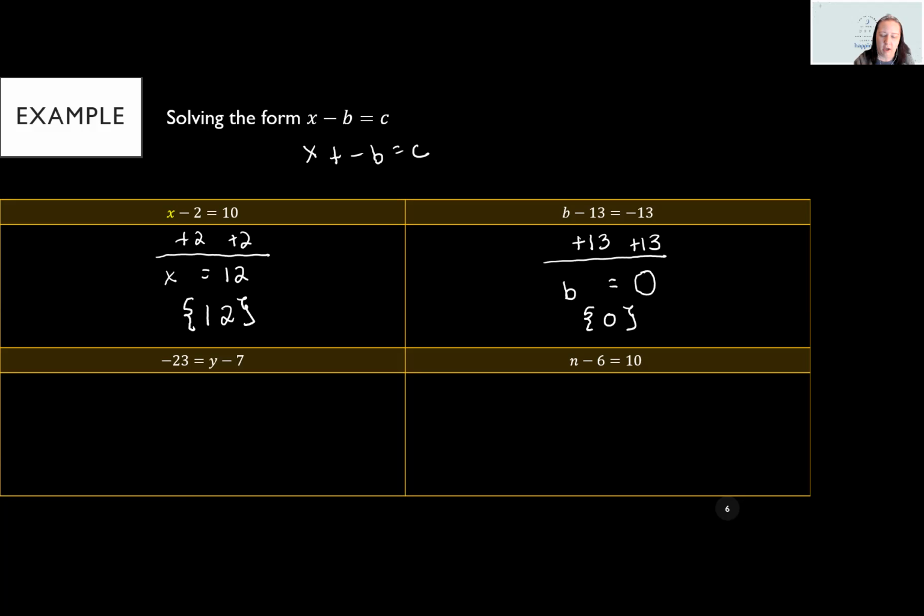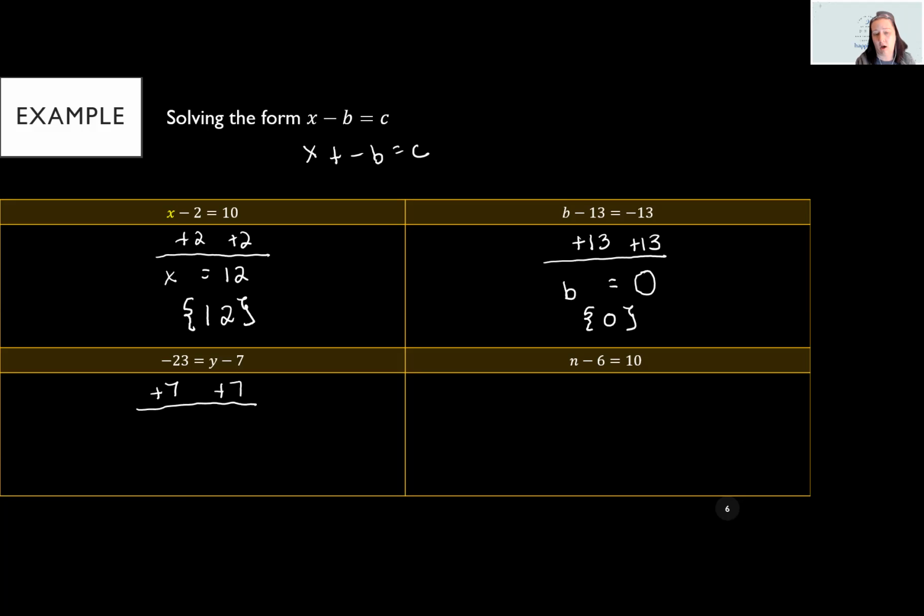Bottom left corner, we have negative 23 equals y minus 7. I want to get that y by itself, which means I need to get rid of that minus 7. The opposite of the sign, it's a minus, so we're going to plus. So we're going to add 7. You're always moving whatever is on the same side as the variable, because that's what you want to get rid of.